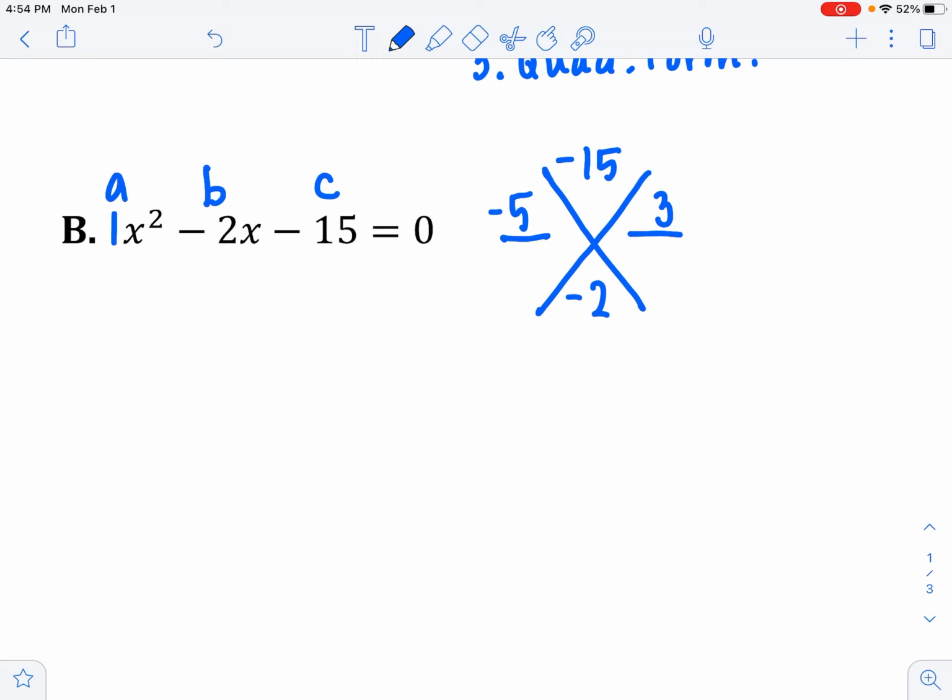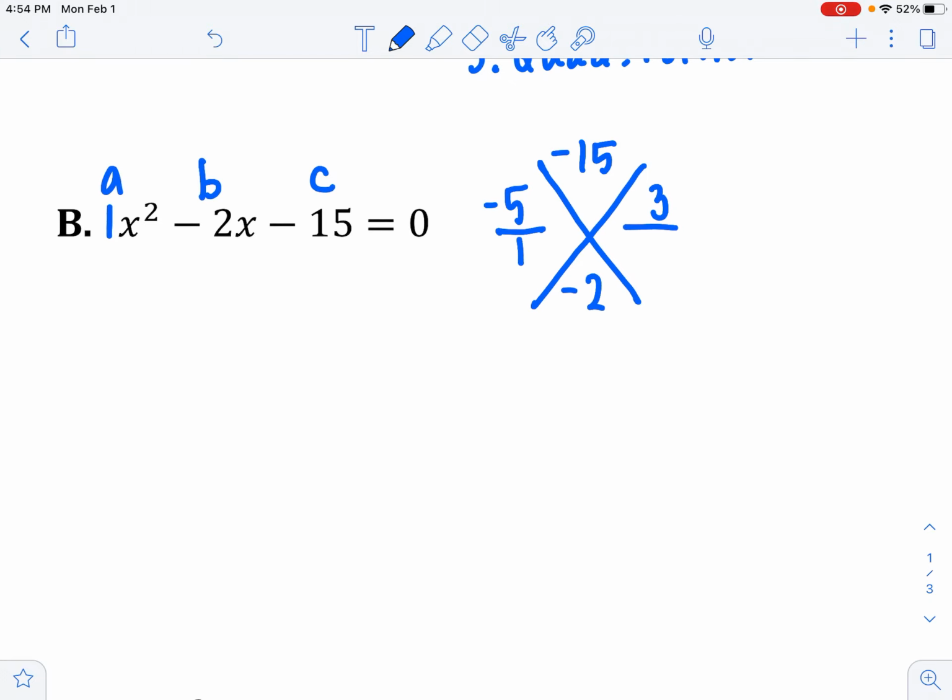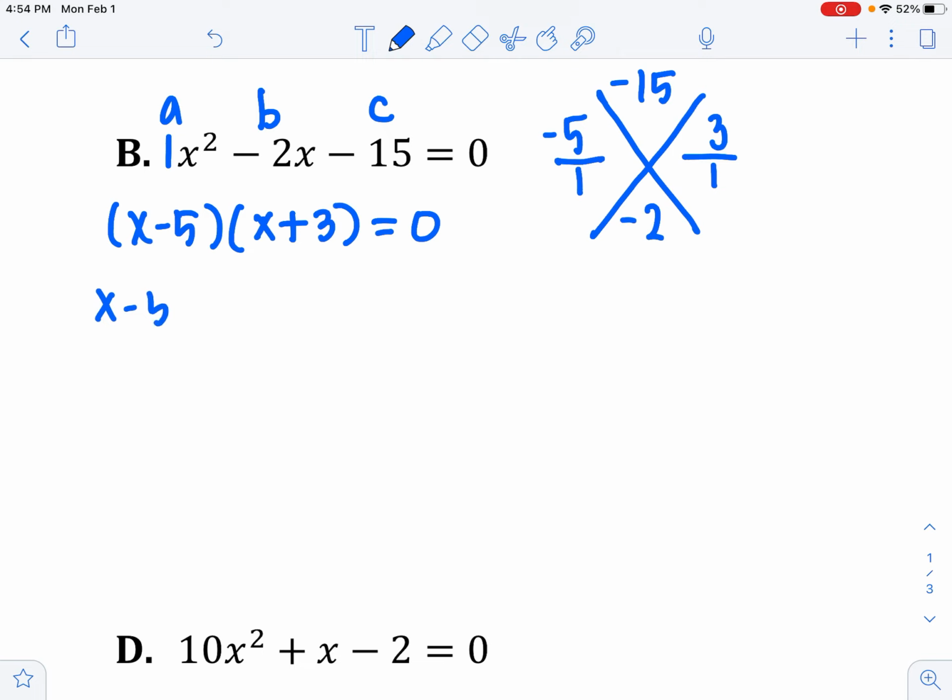5 times 3 is 15, and I can make the difference 2. It has to be a negative 2, so I'm going to make the 5 negative. Divide both of those by A, and so I have the factors x minus 5 and x plus 3, and then don't forget your equals 0.